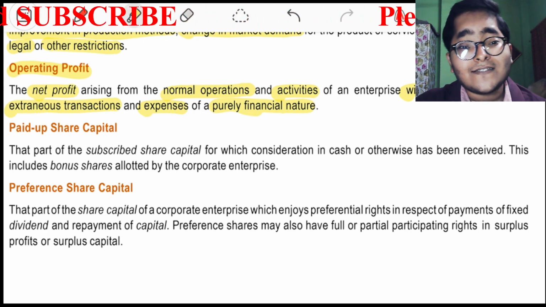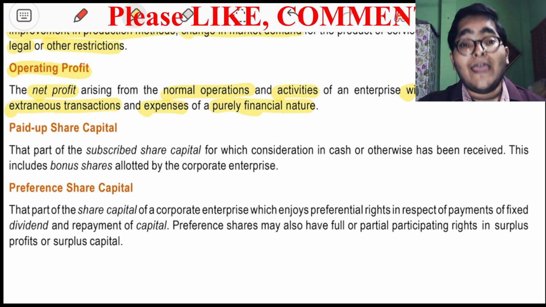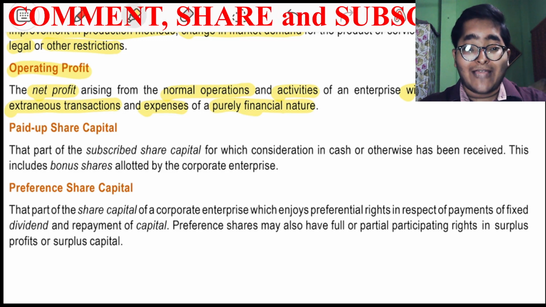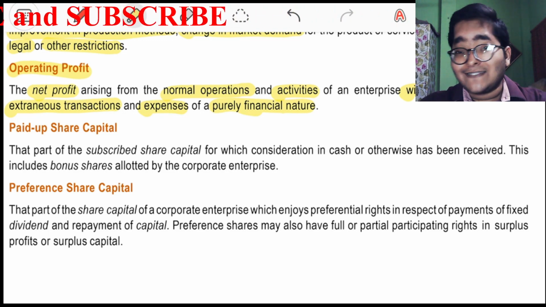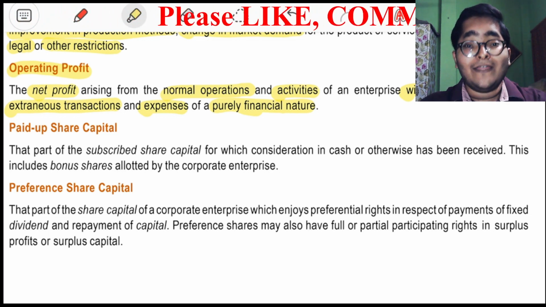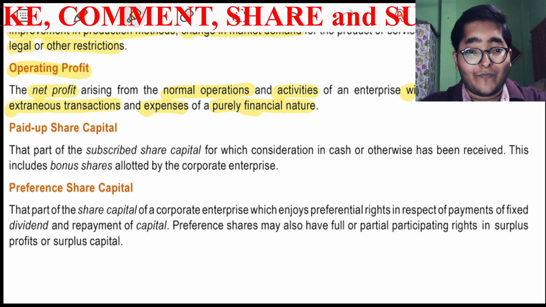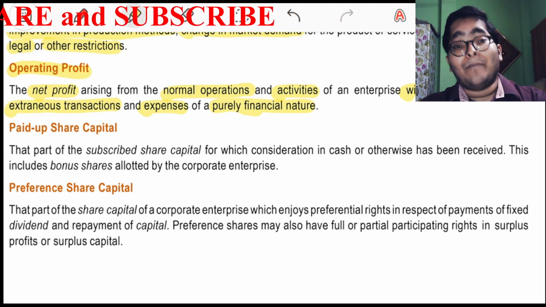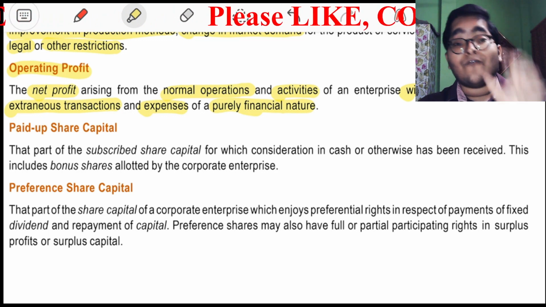So, what is a subscribed share capital? Subscribed share capital is the part or portion of the called up share capital. Called up share capital is the portion of the authorized share capital that is asked by the company to the shareholders to be paid in a period of time. So, from the authorized share capital, called up share capital comes from.